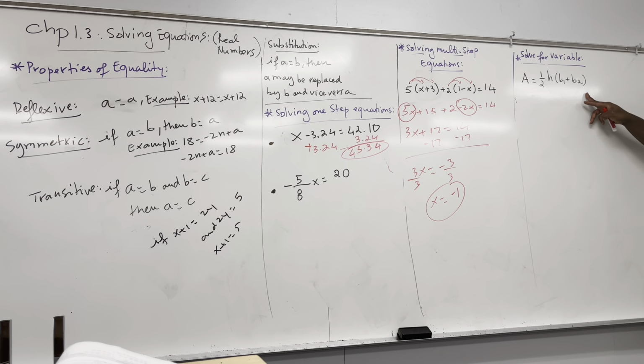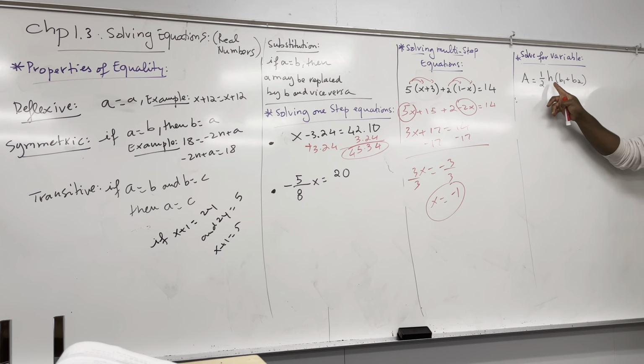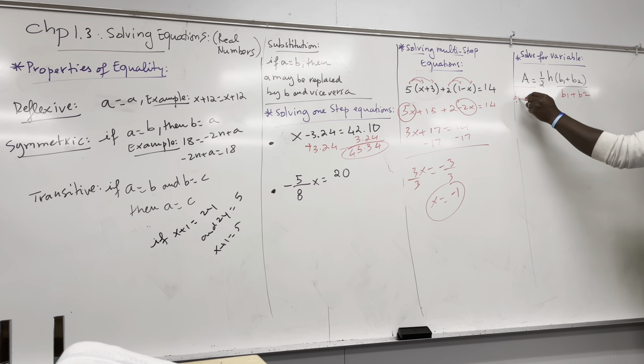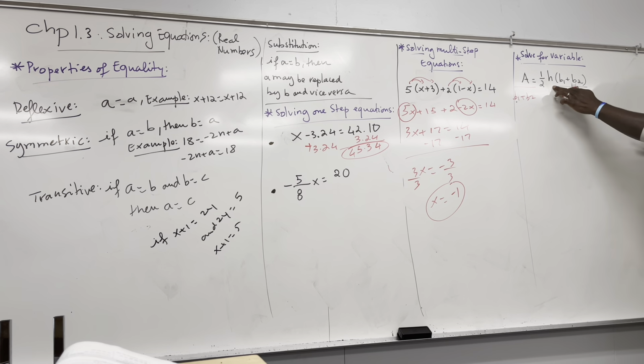So that's the formula for what? What formula is this? A circle? No. Trapezoid, right? So we're trying to solve for h. What's the easiest to move out? We can move this by what operation? We want to divide. So I'm going to divide this by b1 plus b2. And why am I dividing and not adding or subtracting? Because it's a multiplication, right? So this implies a multiplication.